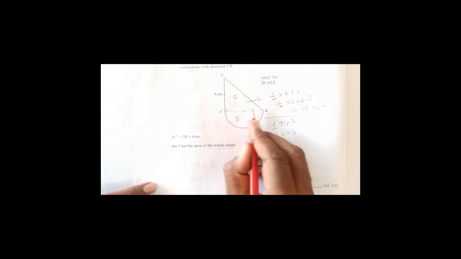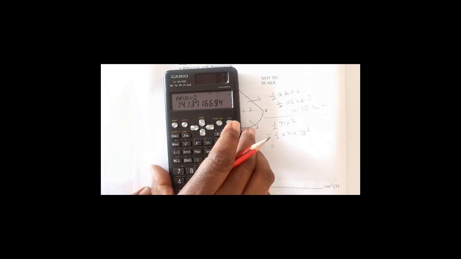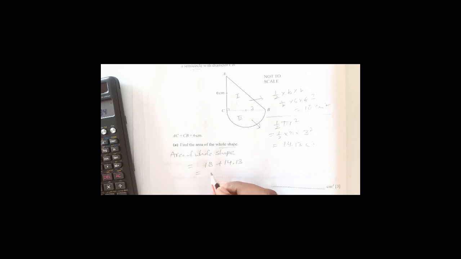Now for the area of this semicircle, area of semicircle is half pi r squared, right? Area of the circle is pi r squared, half of that is semicircle. Half times pi and r, this total is 6. So this half will be 3. So radius is going to be 3. 3 squared is 9. So let's calculate this one. This is pi times 3 times 3, it's 9 divided by 2. So this is 14.13 centimeters squared, right? So now we want to find out the total area, the area of whole shape. Area of whole shape is equal to 18 plus 14.13, which is 32.13. So 32.13 is the final answer for that, right?